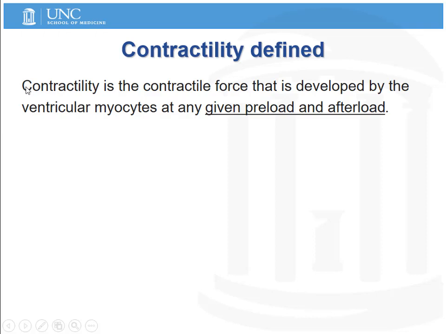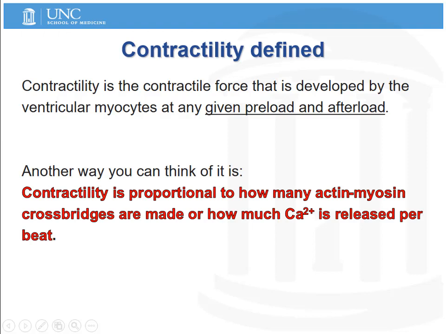So contractility is an intrinsic property of the myocardial cells that determines the force generated by contraction independent of preload and afterload values. You can also think about contractility as the number of actin and myosin cross bridges that actually form, which is closely related to the intracellular calcium concentration, or how much calcium is released with every beat of the heart. The intracellular calcium concentration influences how many actin myosin cross bridges are actually made and determines the greatest contractile force the heart can make for any given preload and afterload.